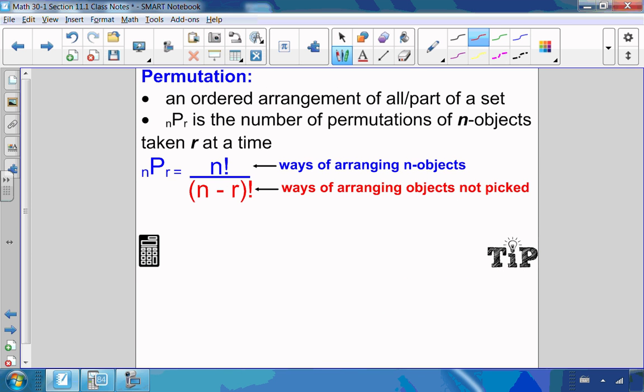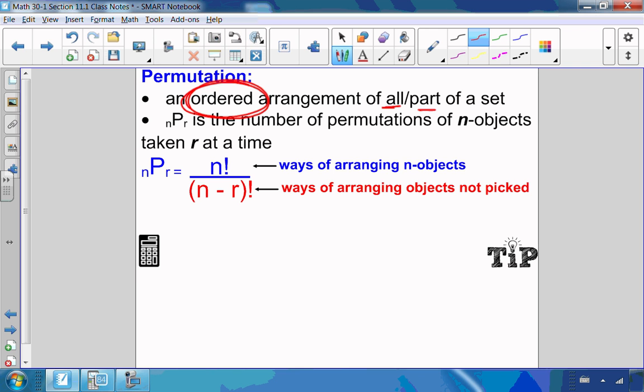Okay, so everything that we've been dealing with in 11.1 is a permutation. And again, it is an ordered arrangement, order matters, of all or some of a set. So this can be denoted using the fundamental counting principle or using this notation nPr, P standing for permutation. nPr is the number of permutations of n objects taken r at a time. So it is a notation.